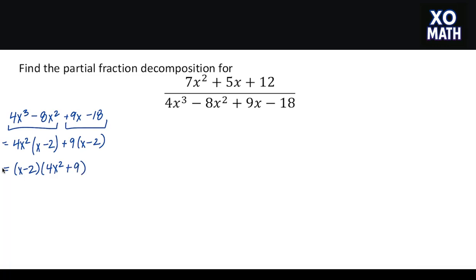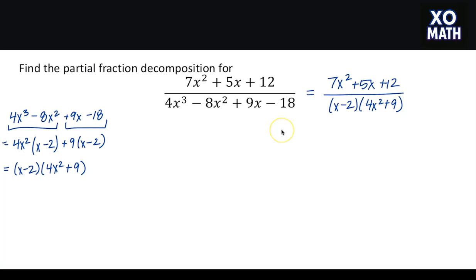So what we have here is that the original rational expression is (7x² + 5x + 12) all over (x - 2)(4x² + 9). And 4x² + 9 can't be factored any further. It's the sum of squares. So what we have here is what we call a distinct linear factor and an irreducible quadratic.